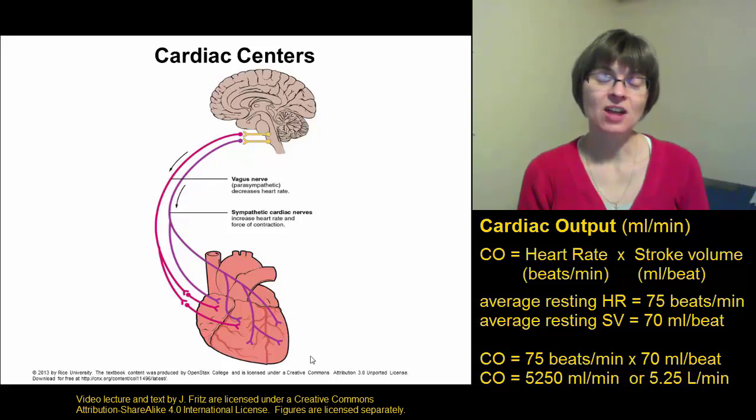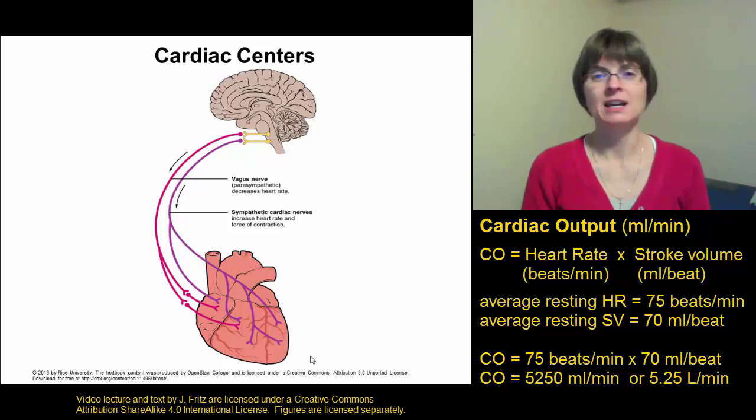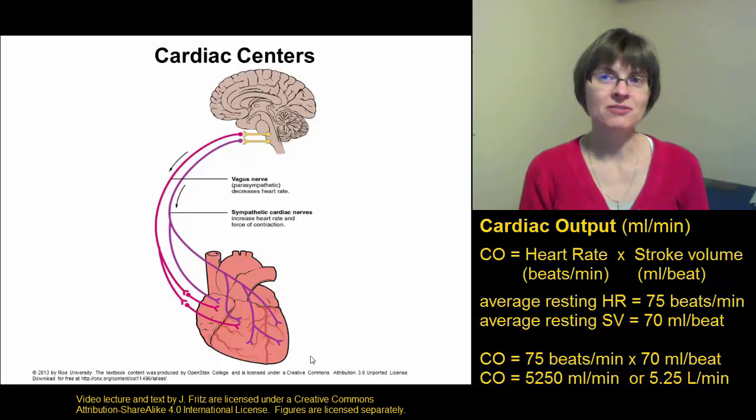Anything that affects the heart rate or the stroke volume is going to affect the cardiac output. So let's take a look at each of those factors independently. Let's start by looking at things that affect the heart rate.